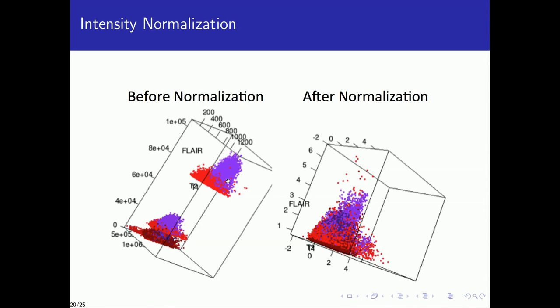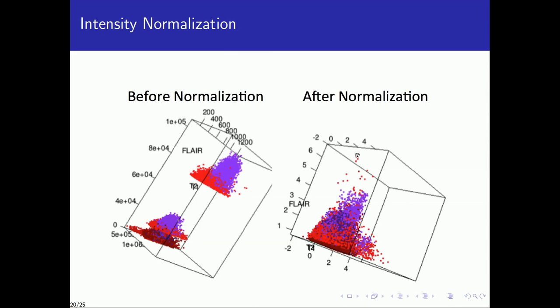I've just taken the voxels and plotted them. This is one subject, this is another, and this is a third. The purple is a region of interest, and the red is something else. But you can see these subjects are not in the same space, right? The voxel intensities aren't comparable.